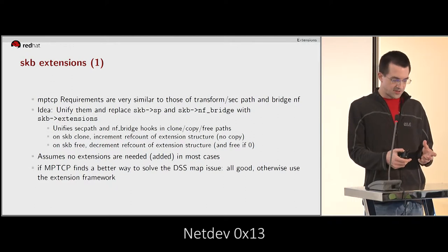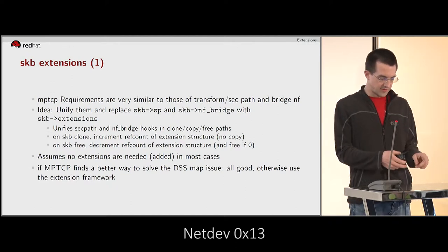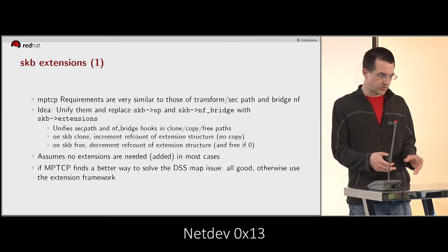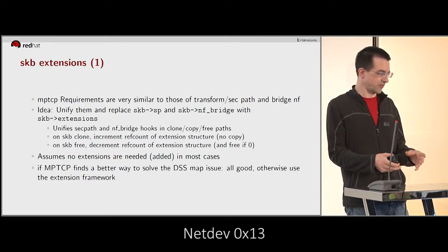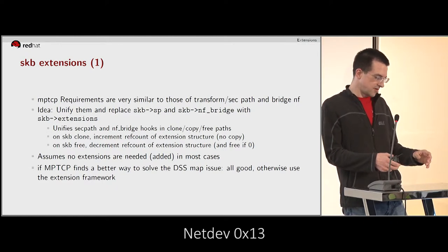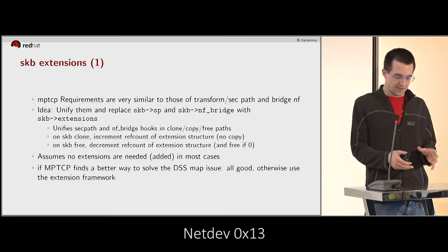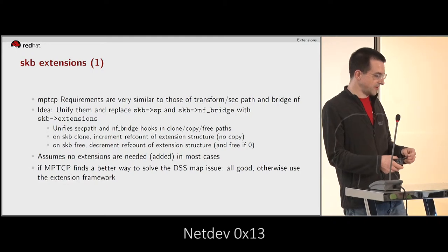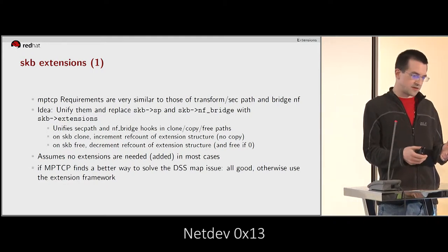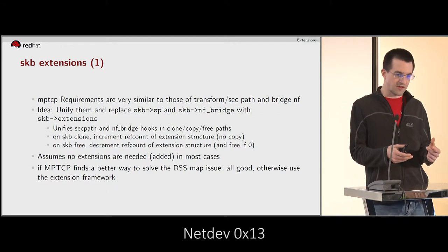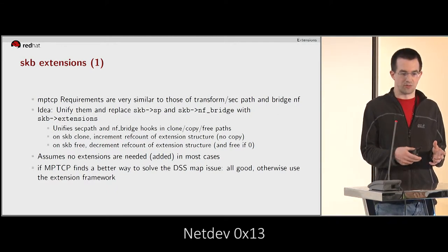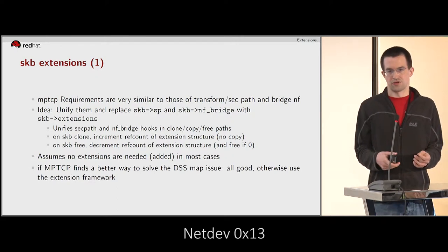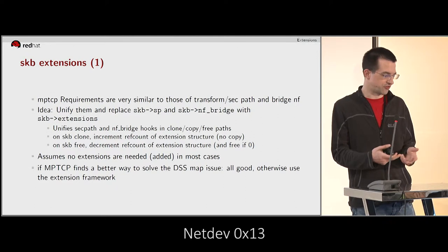So basically what I did is take a look at the two existing users and what requirements MPTCP has. And then I started to come up with something that can handle all of them with a single pointer and just implement whatever all of these similar use cases need. So the main assumption is that no one is going to use these extensions for the normal cases, like normal TCP and UDP workloads, and that the overhead will just be paid for IPsec, for Bridge netfilter, and in the future, MPTCP.